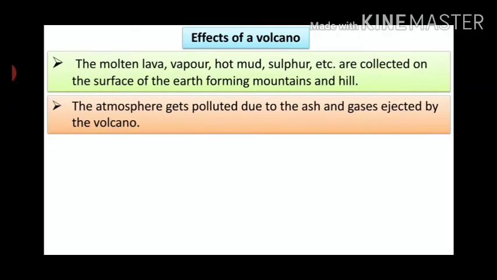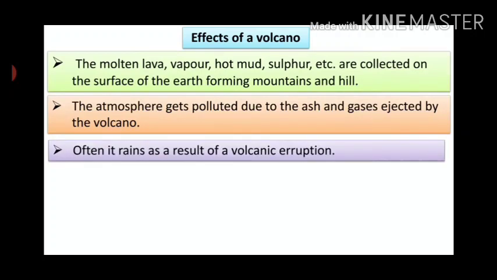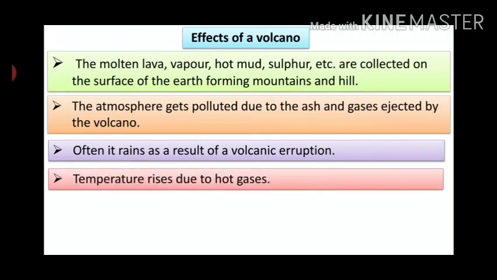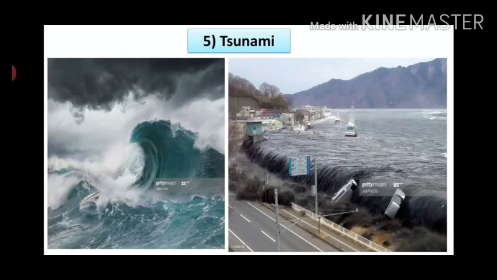The atmosphere gets polluted due to the ash. Whatever is burnt out and is left, that is ash and gases ejected by the volcano. Often it rains as a result of a volcanic eruption. Temperature rises due to hot gases. It becomes very hot. Forest and settlements get buried under the hot mud.